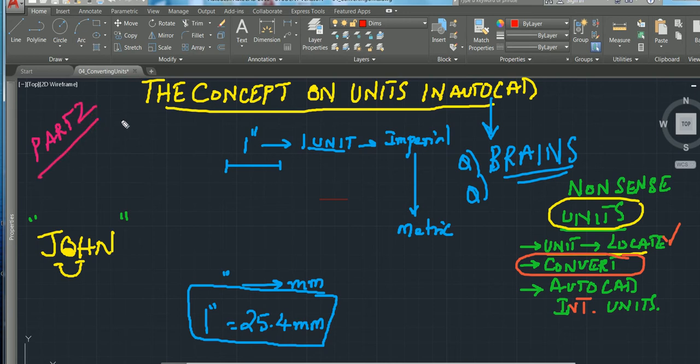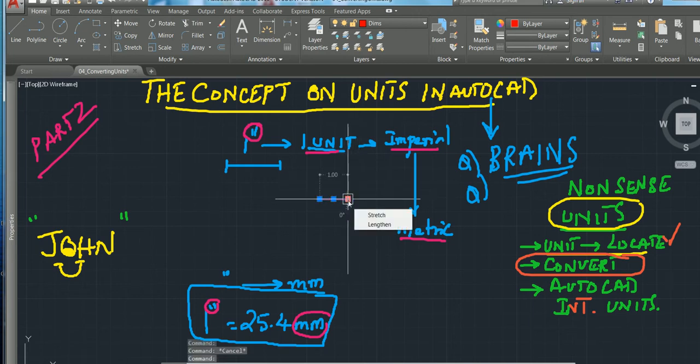In part 1, I converted the units from imperial units to metric units. So I converted the inches to millimeters, isn't it? And we had a question in part 1: does AutoCAD have brains, or does AutoCAD care what units you are? I think with this example, you will make things much clearer.